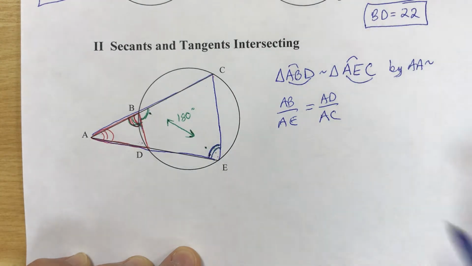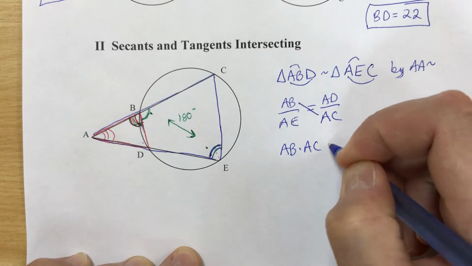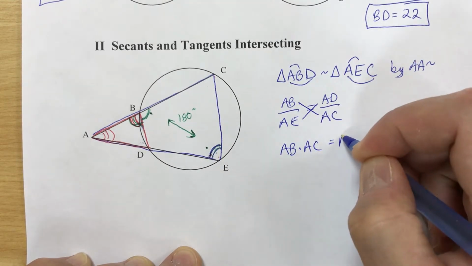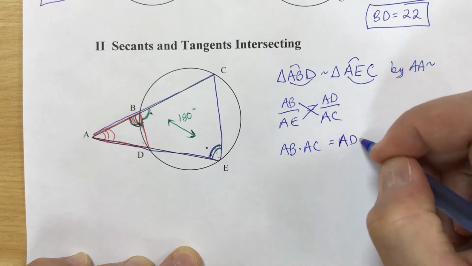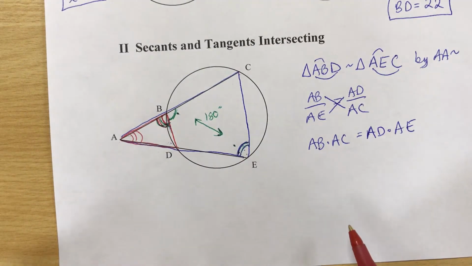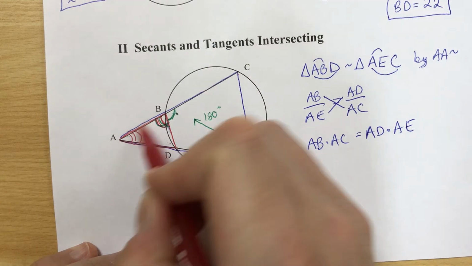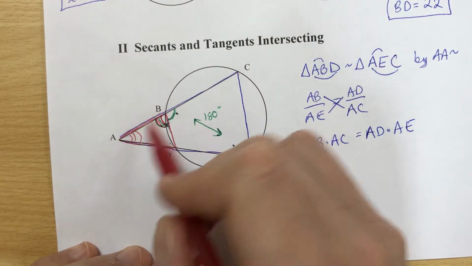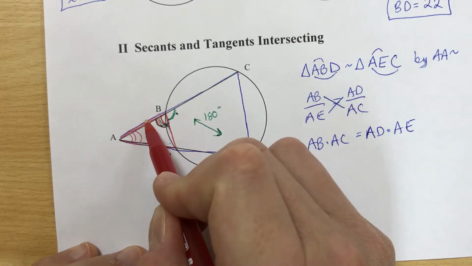Okay, now again, let's cross multiply here, and what we get is AB times AC equals AD, I'll write it first, you'll see why in a second, times AE. Now, let's look at this picture here and see what we're actually looking at. AB, AC. Here's AB. AC is the whole secant. AB is the outside part.